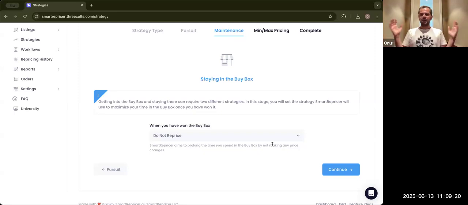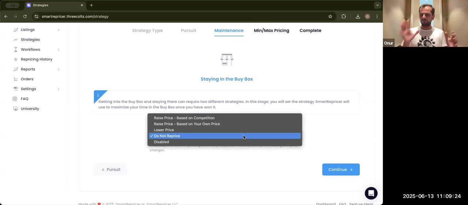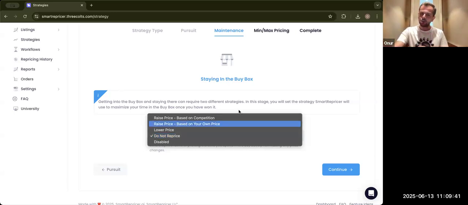So I'm just going to disable the velocity rule, and we are now going to answer the most important question. Finally, we have the buy box. When I have the buy box, you will have 5 options in order to keep the buy box and prevent lost buy boxes. You can raise your price based on competition, raise your price based on own price, lower your price, do not reprice, or disable.